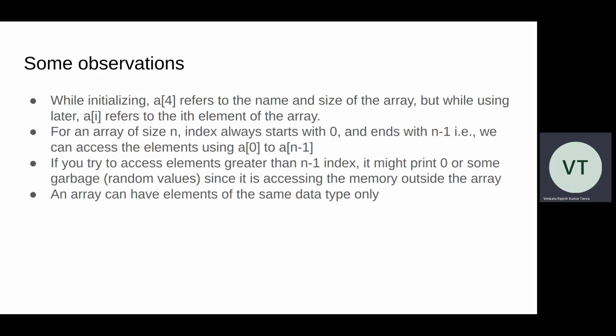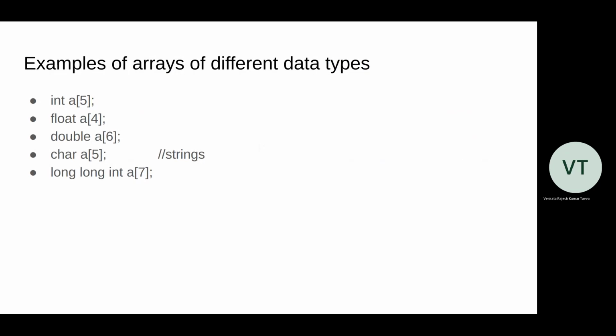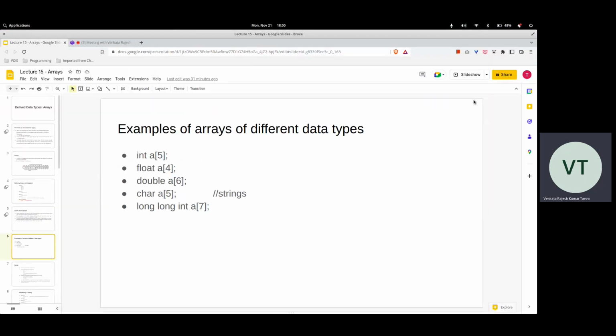An array can have elements of the same data type only. This I mentioned, it's a homogeneous data type. These are some examples of different types of arrays: int array, char array, float, double. An array can hold any kind of data type, but the same data type. Okay, fine. So now let's work out some examples.